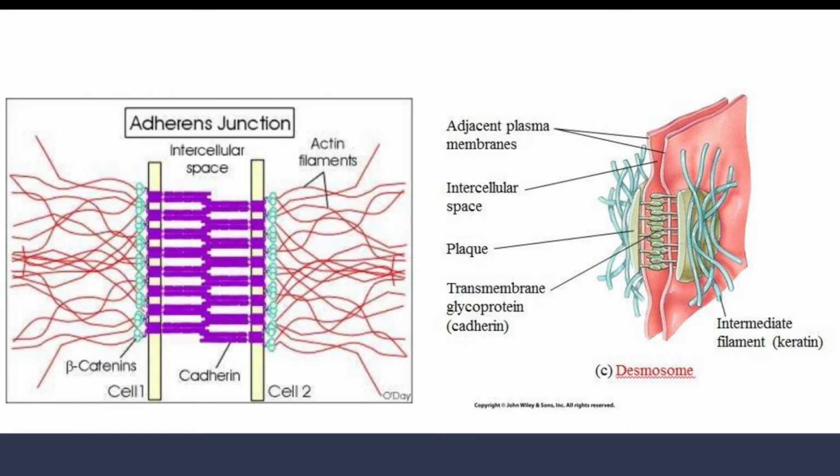Adherence junctions, which are on the left of this image, and desmosomes on the right, bind one epithelial cell to the other through cadherin. This interacts tightly in neighboring cells. Cadherins get tethered to actin filaments for adherence, and in the case of desmosomes, they tether to keratin. This tethering is what allows the cell to be linked to the cytoskeleton.